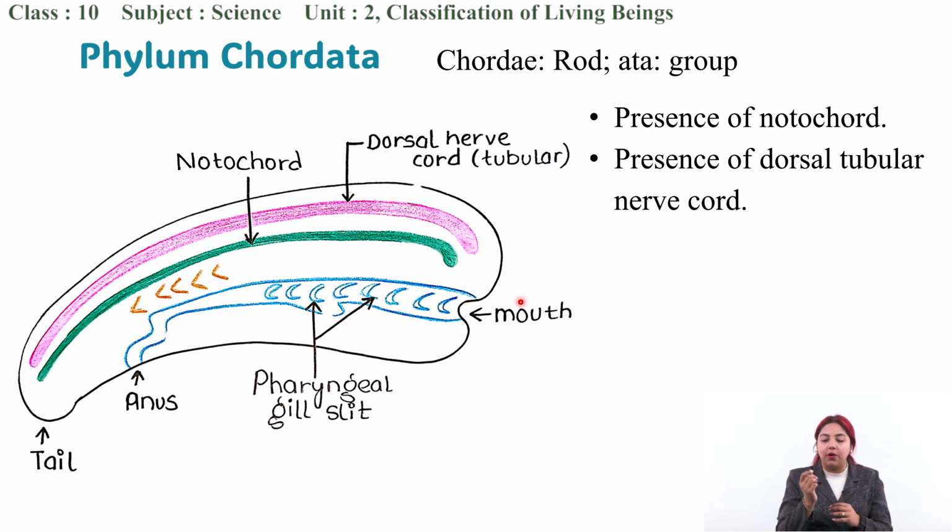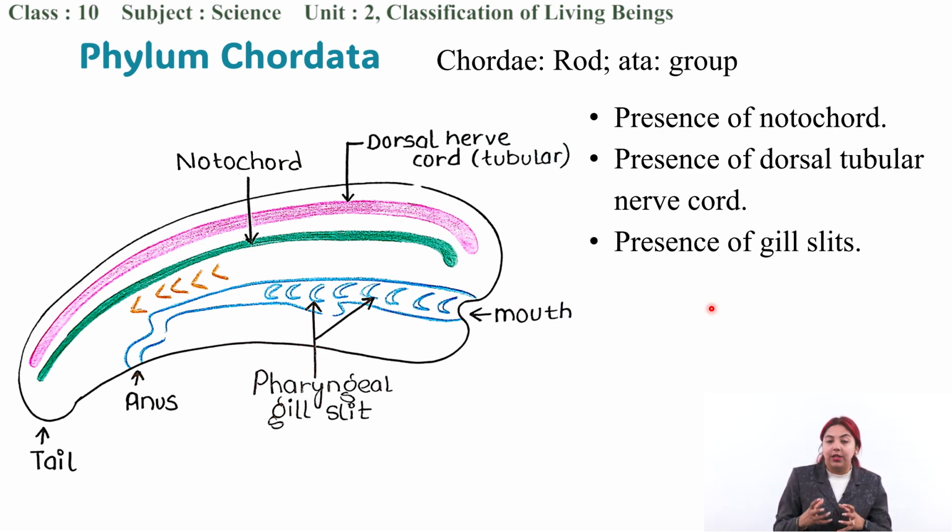This nerve cord usually persists throughout life in most of the chordates, and in some of the chordates it is lost during the adult stage as well. Another important characteristic of this phylum is the presence of gill slits. You can see over here, this pharyngeal gill slit. Now these gill slits are paired, and the opening leads from the pharynx to the exterior.